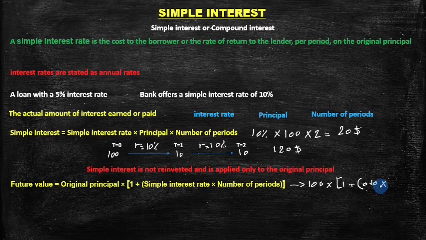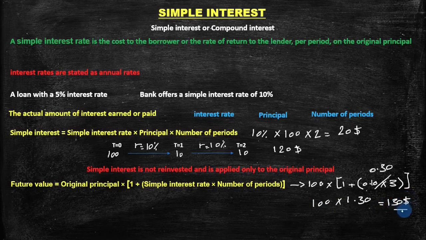Let's calculate this time for 3 years. 3, right? Okay, so this becomes 0.30. The whole thing becomes 1.30, 1 plus 0.30 multiplied by $100. That will give me $130 in total, right? $30 of the simple interest, $100 my original principal after 3 years.